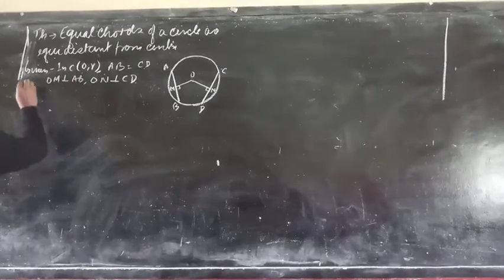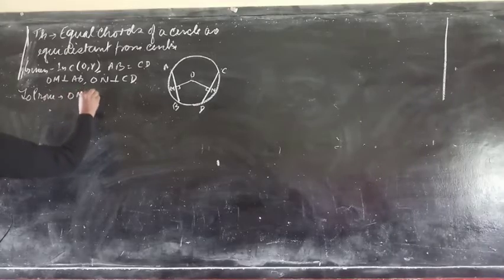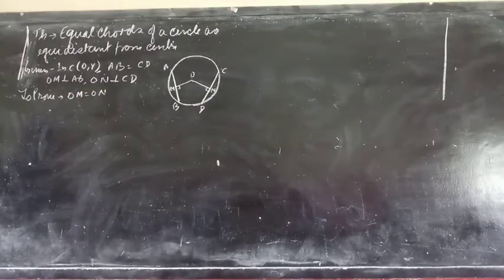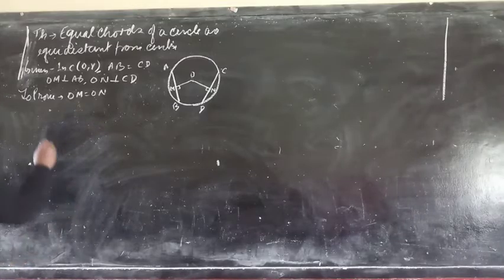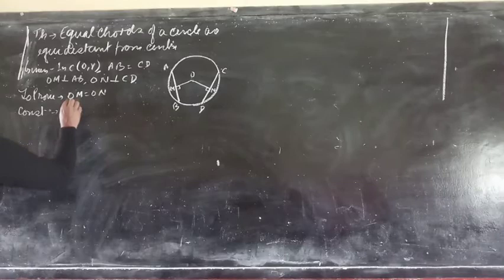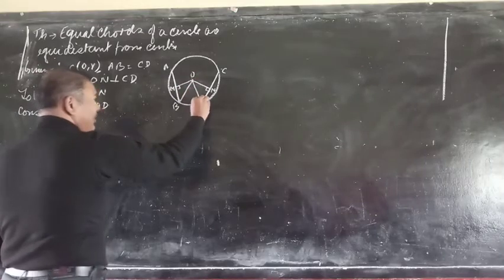Now what do we have to prove here? We have to prove that OM is equal to ON. Chords are equal, so the distances from the center to the chords are equal. We need to prove this. For this we need to do one construction. Join OB and OD.